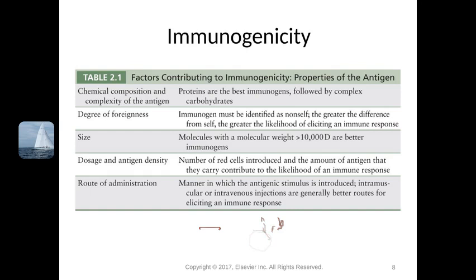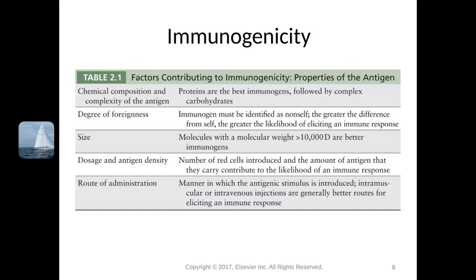And then again, routes of administration. How did we see the antigens? Is it intramuscular? Is it intravenous? Do we eat it? Typically, IM or intravenous injections are better routes for eliciting an immune response. Now, remember, in blood banking, we don't want to elicit an immune response. Eliciting an immune response in blood bank is bad, because we don't want to create a transfusion reaction.